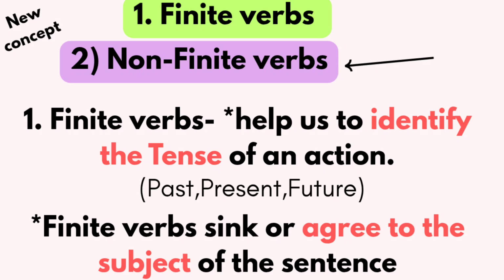There is another point. Finite verbs play the main role, the main verb in the sentence. So these are the 3 points you need to remember. These 3 points play an important role in order to identify finite verbs. First point is they help us to identify the tense of an action, and finite verbs agree with the subject. Third point, they play the main verb of the sentence, right? So you might want to know what are finite verbs. So we'll discuss, okay?